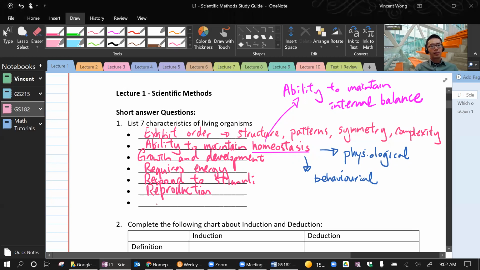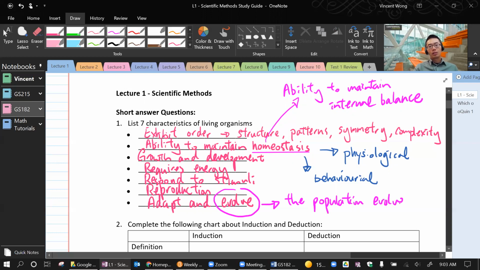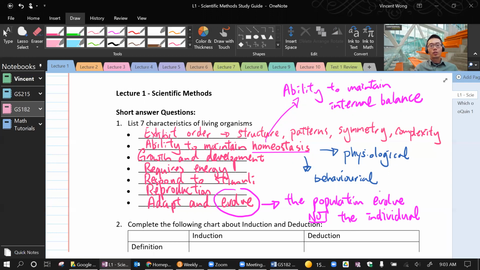Does anybody remember what the last one is? Anybody wrote it down? Just checking to see if you guys are still with me. Adapt and evolve. Very good. Now, it's important to know that evolve means the population evolves, not the individual. Individual things, like people, cannot evolve themselves. It's the entire population that is going to evolve.